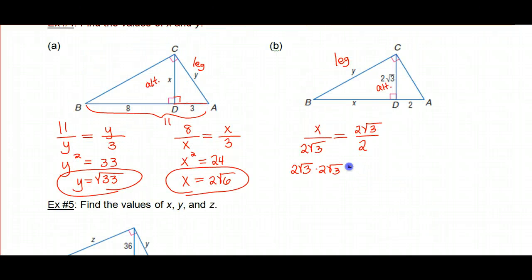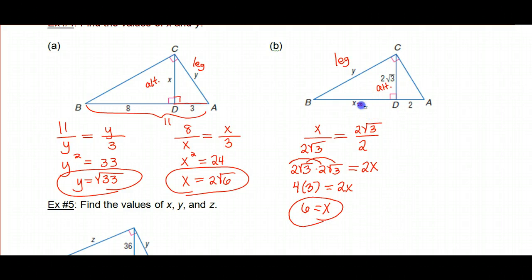Okay, so when we multiply these, I'm going to write out the steps just so we can remember. When you multiply things that have radicals and numbers outside, you multiply the stuff on the outside. So the 2 times 2 would give us 4. And what would be root 3 times root 3? Root 9, which is 3. So we get 12 here, divide by 2, so we get 6.